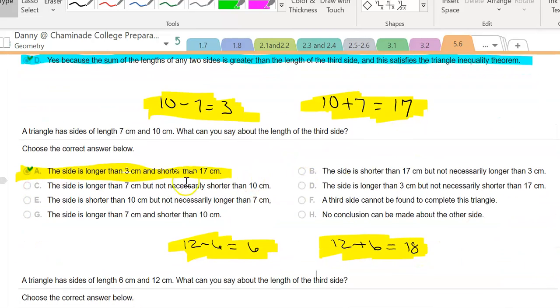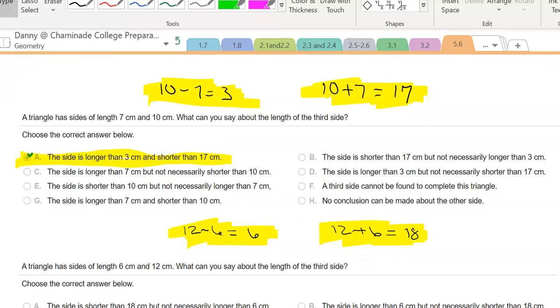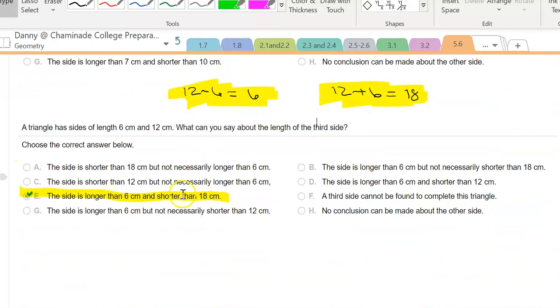Here we're trying to pick out the third side, what it can or what it might be. So there's two things we do here. We're given 7 and 10, so we subtract them to get 3, the lowest part of that limit. And then we add those same numbers to get 17 to get the highest one of that limit. And then very similar for the last one. We add them to get 18 and subtract to get 6. So it has to be longer than 6 and shorter than 18.